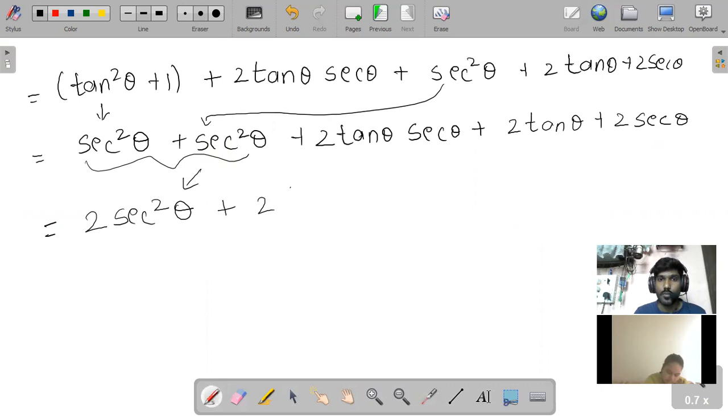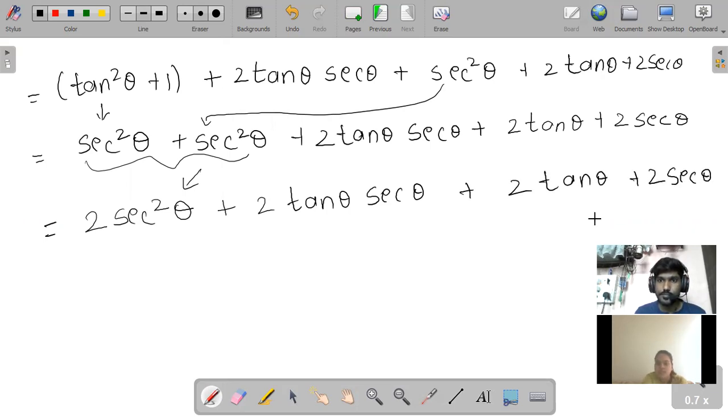Okay. So 2 tan theta sec theta plus 2 tan theta plus 2. So we can add 2 tan theta and 2 tan theta, right?